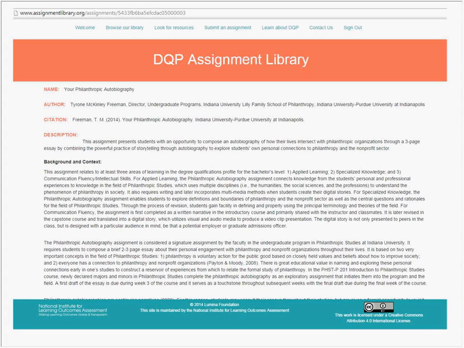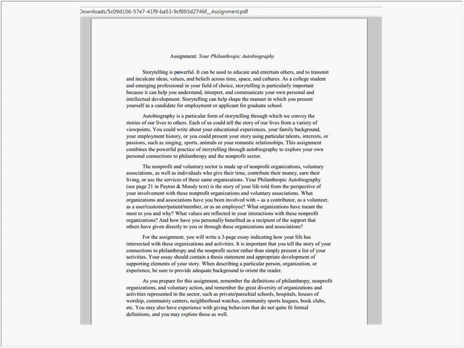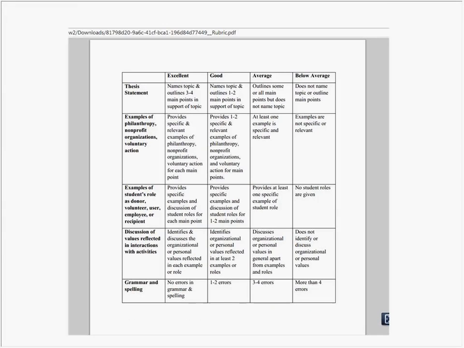If you were to scroll down, you'd find two PDFs. Let's go to the next slide. And you'll find those two PDFs. One is the assignment itself as it's given to the students. So again, you see here your philanthropic autobiography. This is a wonderful assignment. It requires lots of reflection. And the second PDF, I know you read this, I'm just pointing to it as a placeholder. The other PDF is a rubric or a list of criteria.